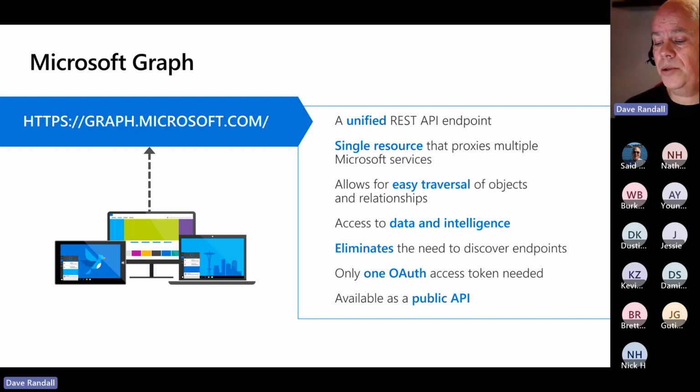From an authentication perspective, you get the benefit of only needing one OAuth access token for any of the services. And you don't need to re-authenticate against each of the different services. You're authenticating against Graph, and that provides you with the access token required for accessing any of the services. And this is a public API.